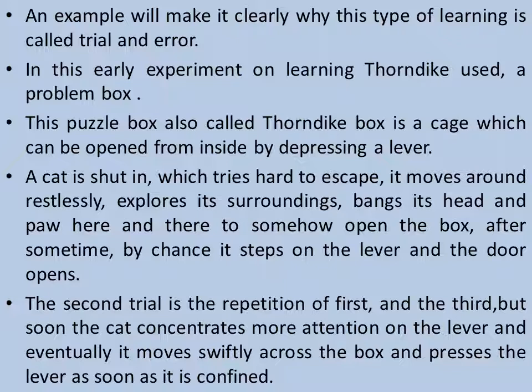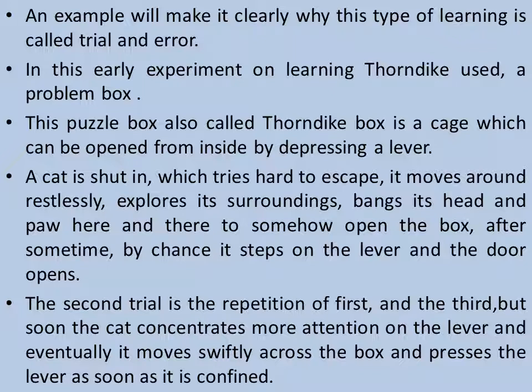An example will make it still more clear why this type of learning is called trial and error. In an early experiment on learning, Thorndike used a problem box, which is also termed a puzzle box, and based on the ethologist, it is also known as the Thorndike box. It is a cage which can be opened from inside by pressing a lever. A cat is shut in, which tries hard to escape, and it moves around restlessly in that cage, explores its surroundings, bangs its head and paw here and there to somehow open the box. After some time, by chance, it steps on the lever and the door opens.